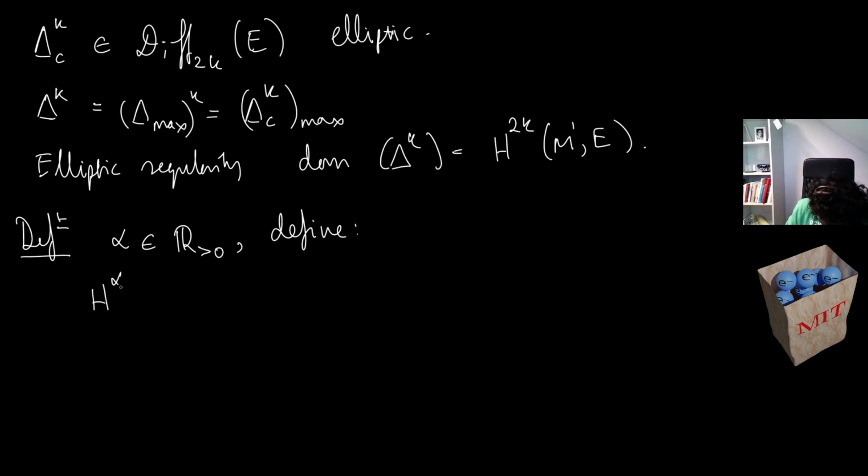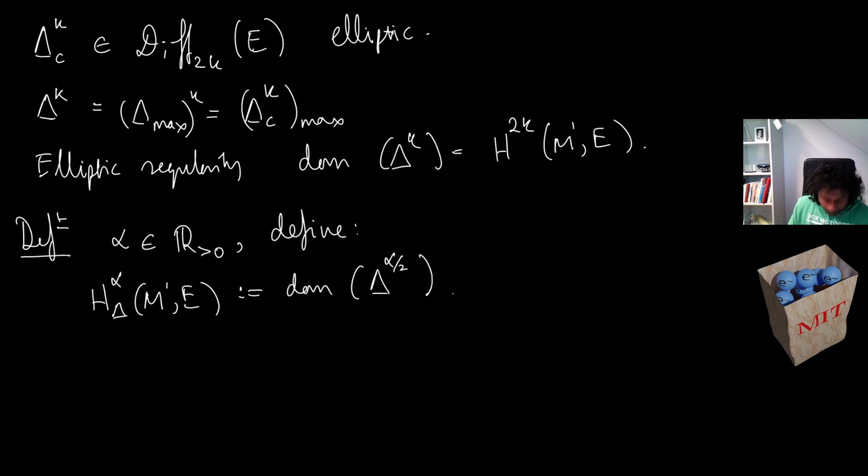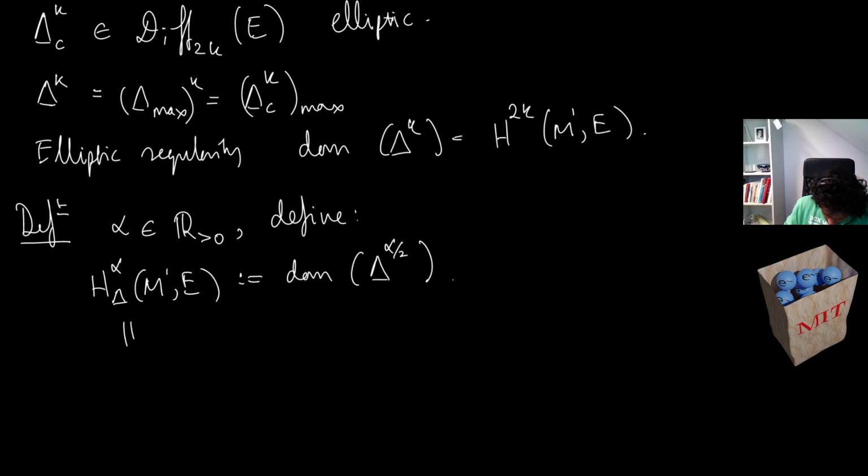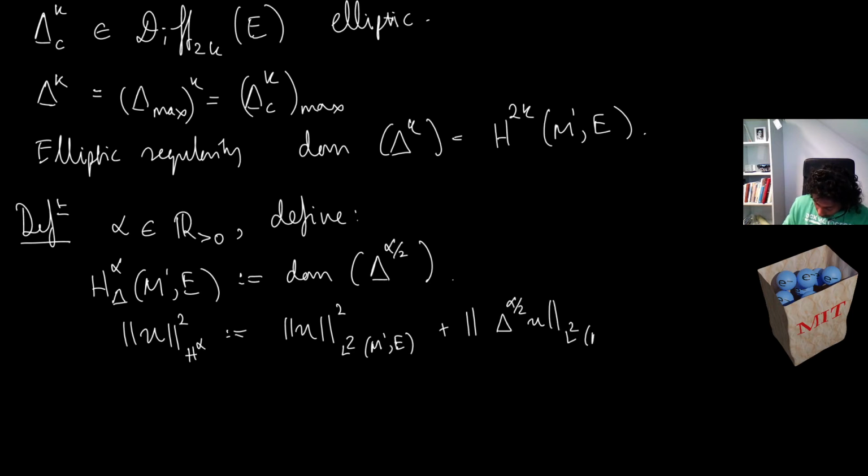H alpha, and I'm going to put a subscript here because at this point it's not clear that this definition is independent of the Laplacian. So given this Laplacian, I'm going to define this to be the domain of the Laplacian to the power alpha on 2. And then the norm is just the induced norm, which for U is precisely the graph norm: the L2 over M prime E norm of U plus the L2 over M prime E norm of the Laplacian to the alpha on 2 of U.